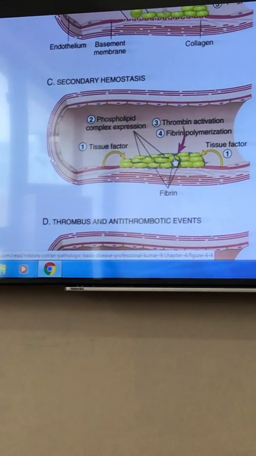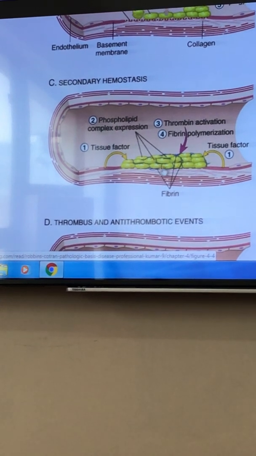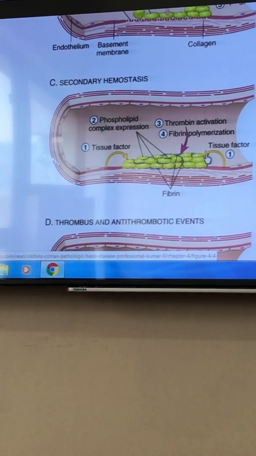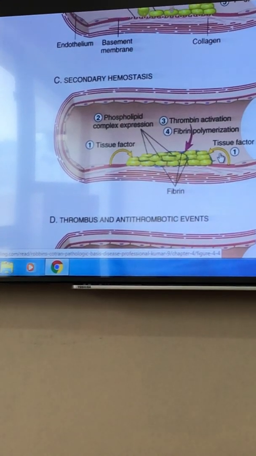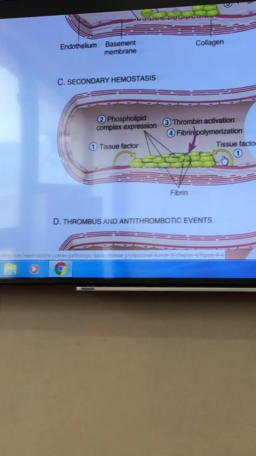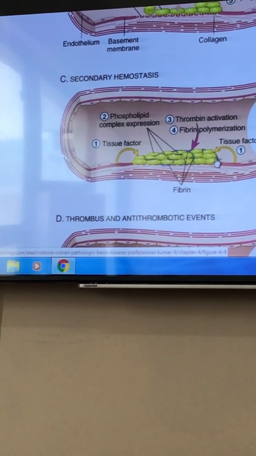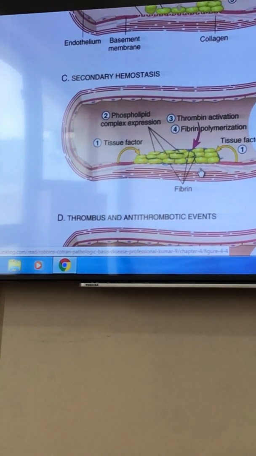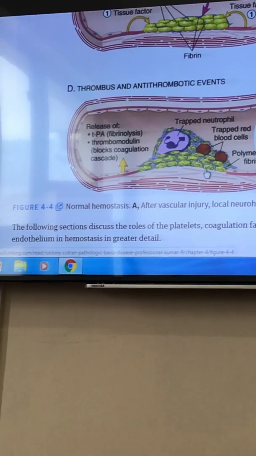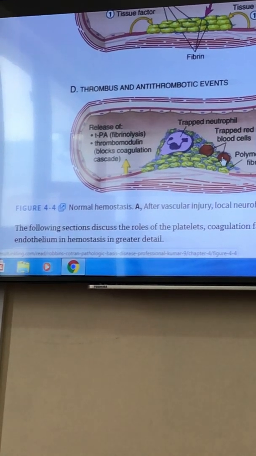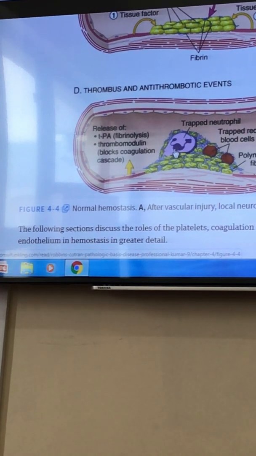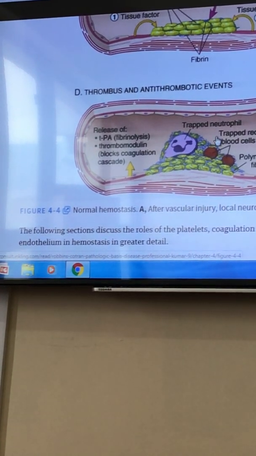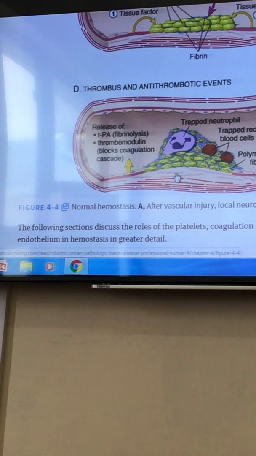This fibrin makes a meshwork for the platelets and makes the hemostatic plug harder. So this is secondary hemostasis. That is the participation of coagulation factors and making fibrin a meshwork for having a harder plug. And at last, some red blood cells and neutrophils, white blood cells, are also trapped in this growing hemostatic plug.